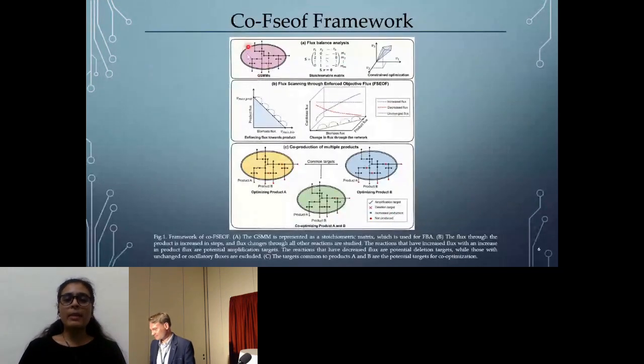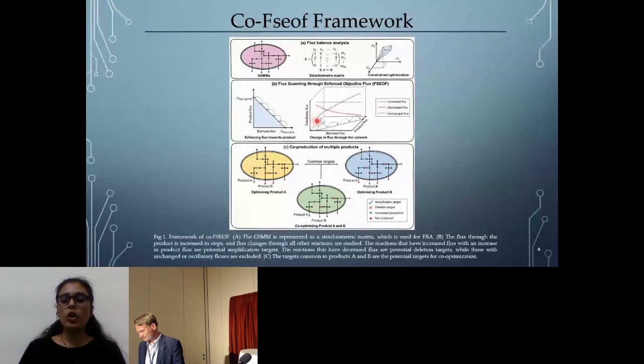So we have the genome scale metabolic models of the organism, which is represented as a stoichiometric matrix of reactions and metabolites. We perform flux balance analysis on this organism. The organism can exist in multiple states, two out of which are maximum biomass production and maximum product production. So we force the organism to move from this state to this state, and we see how the flux through the other reactions in the system changes.